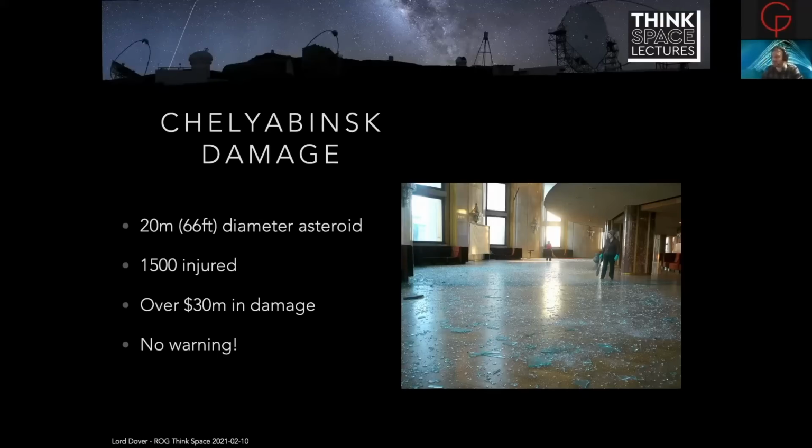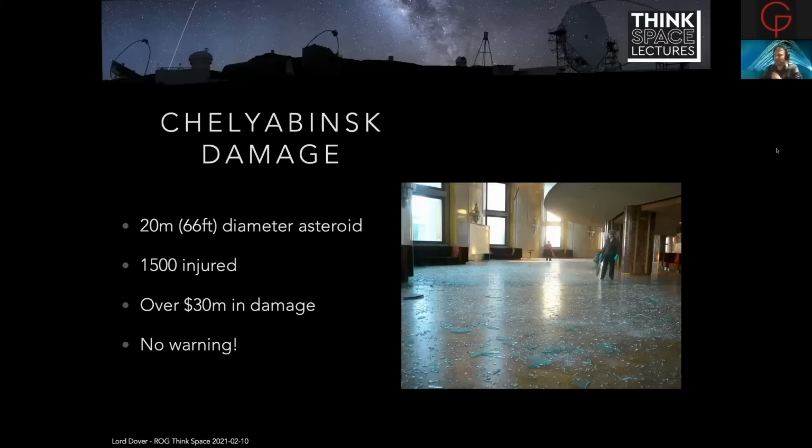And this caused economic damage. It knocked down buildings, and it cost a lot of money to repair. And bearing in mind, $30 million of damage might not sound like much, but this is Russia, where things aren't quite as expensive. So that is significant damage. But perhaps the scariest thing about this is that we had no warning. For an asteroid that's just 20 meters across, we can't really see them coming. This just came out of the blue.